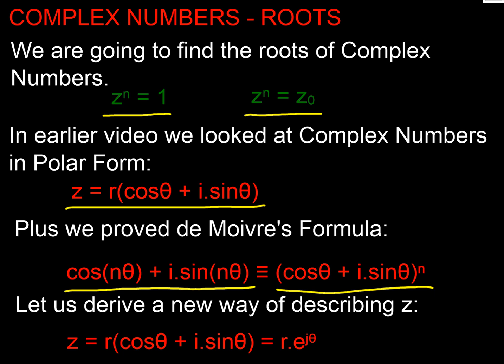We're also going to derive a different way of describing complex numbers in polar form. Here we've got r (cos theta plus i sine theta), and we're actually going to see that we can rewrite that as r times e to the power i theta. That should be an i. Apologies, my engineering coming out there again.